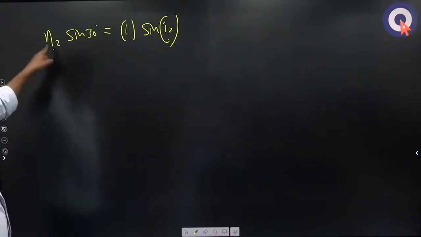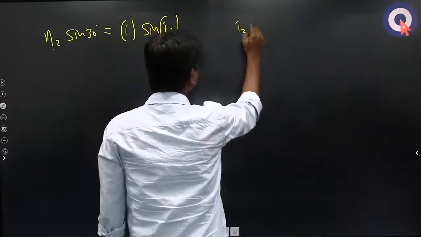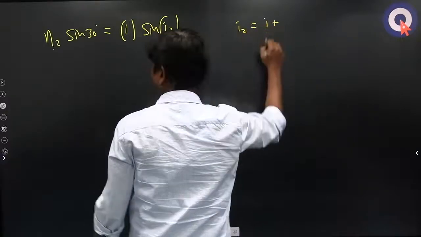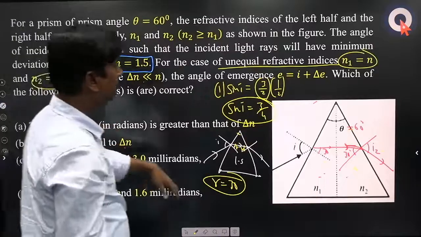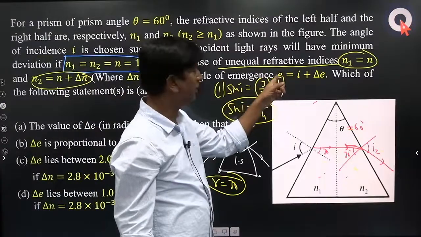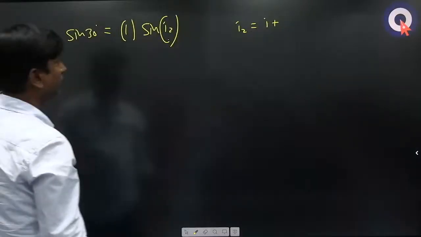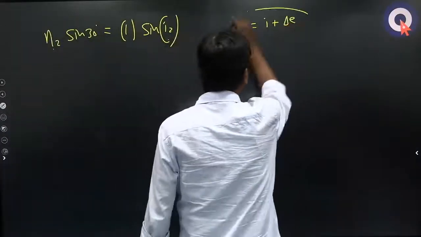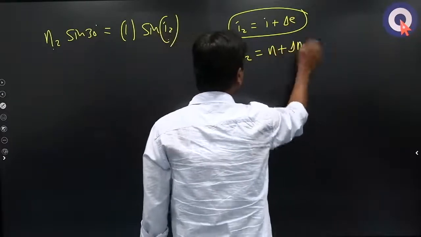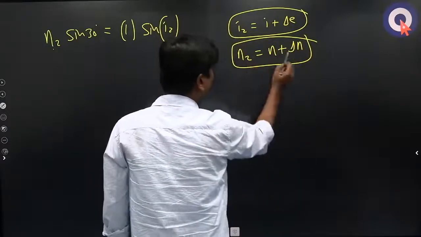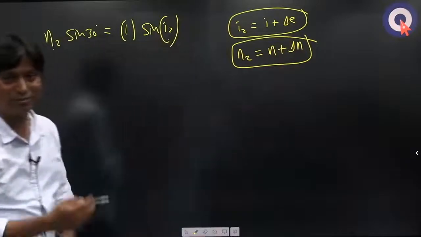There is a small change in N2, so there is a small change in I2 also. I2 is nothing but the emergence angle E, which is I plus delta E. So I2 is equal to I plus delta E, and N2 is N plus delta N. There is a small change in the value of N2, and that is why there is a small change in the value of I2 also, right?